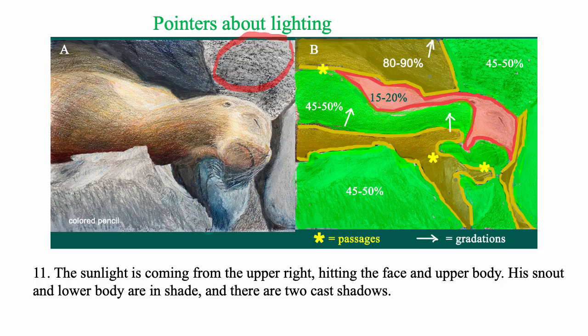Now, sunlight is coming down from almost overhead, hitting the face and the upper body. And we know that because his snout casts a shadow almost vertically below. There's also a cast shadow here from the overhead rocks. And notice that these shadow edges here and down here are sharper than the terminator, which divides light from dark on this round form.